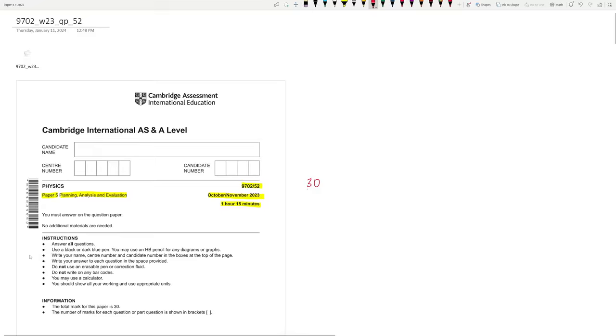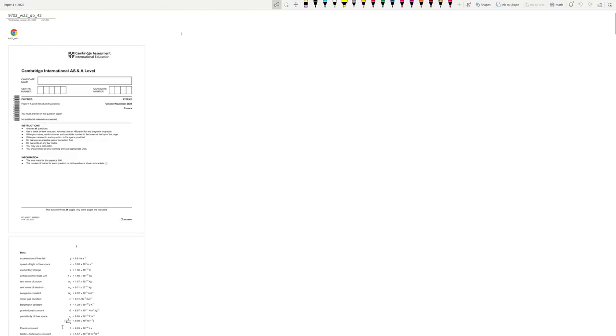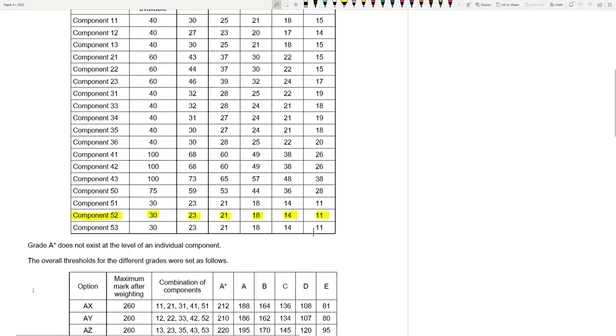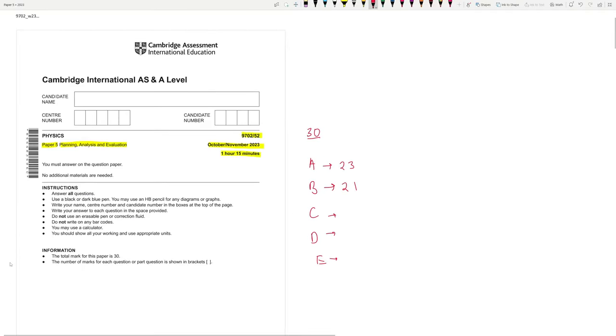The highest mark is 30, out of which A is at 23, B is at 21, C, D, and E. Sorry, 18, 14, and 11. So it should be around 3 marks higher. 2 to 3 marks higher, like 25 or 26, somewhere here. That should be the value for A star.